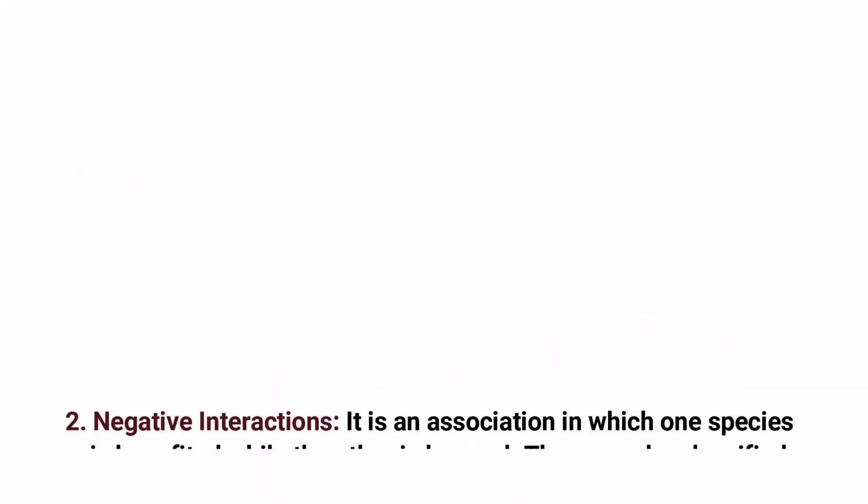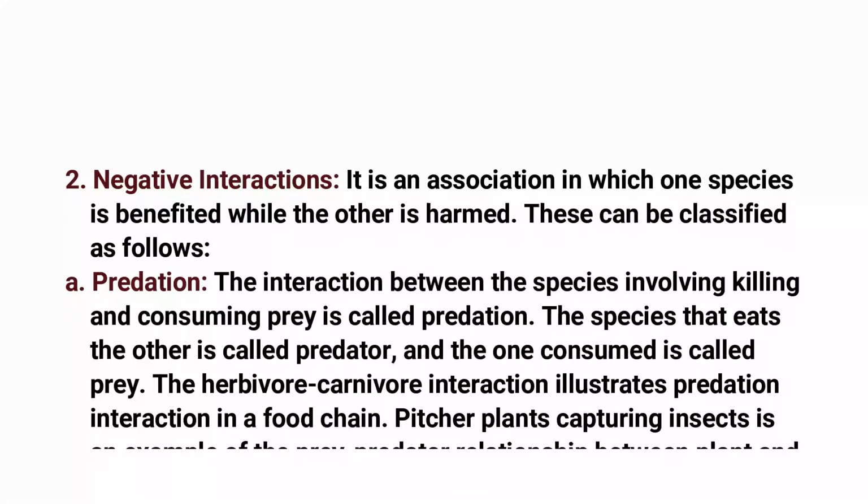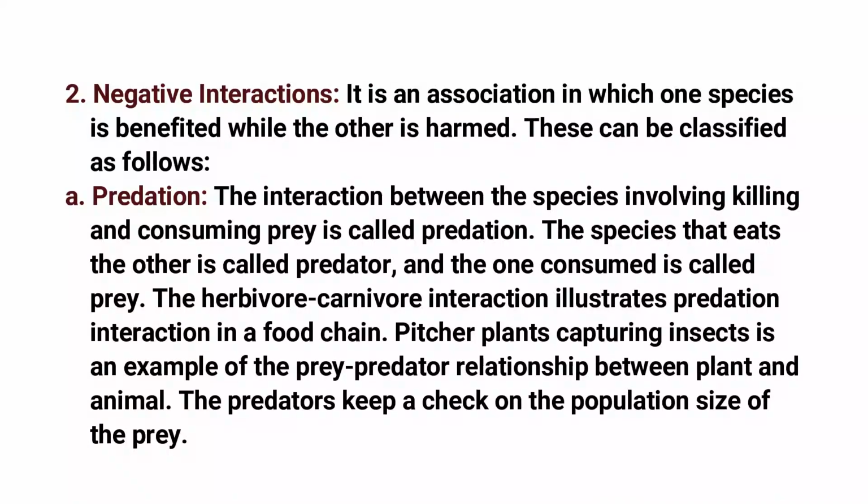We have negative interactions. It is an association in which one species is benefited while the other is harmed. This can be classified as follows. We have predation. The interaction between species which involves killing and consuming the prey is called predation. The species that eats the other is called the predator, and the one consumed is called the prey.